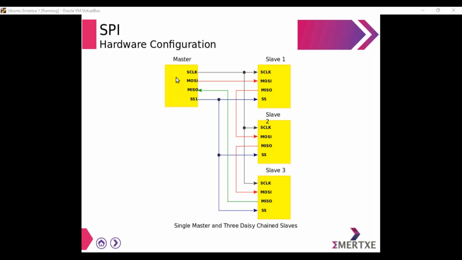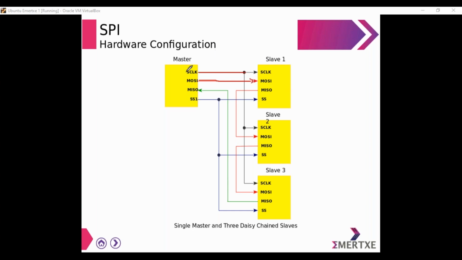So there is the master. From the master, it is given to slave 1. From slave 1, it is going to slave 2. From slave 2, it is going to slave 3. Okay. So very similar to that. Now when the master wants to communicate with slave 1, it generates the clock pulse. MOSI transmits the data to slave 1.